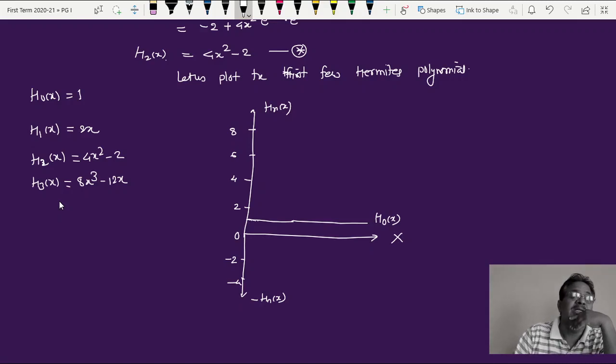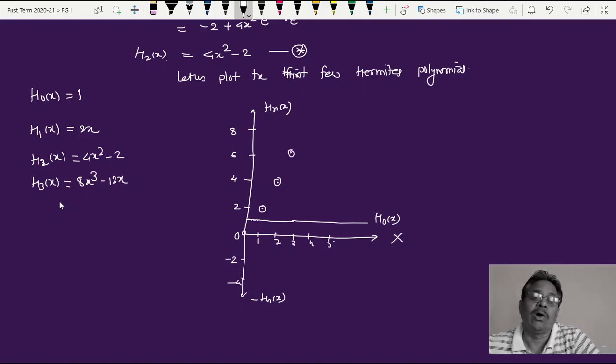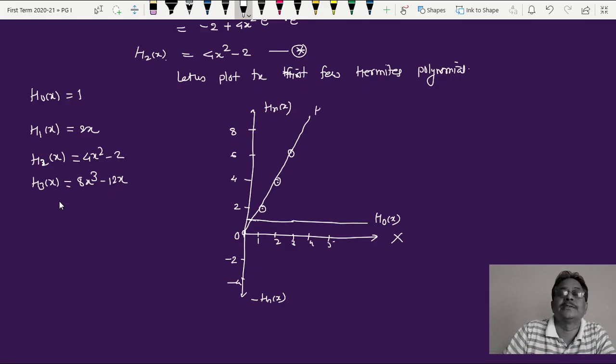Then h1 of x: whatever x is, h1 of x is double of that. When I take x to be 0, h1 of x is also 0. But when I take x equal to 1, suppose this is 1, 2, 3, 4, 5 and so on, I get twice x, so this point will be obtained here. Then I take 2, it will be 4 here. When I take 3, this will be 6 here. Connect all these points and you get the polynomial of order n equal to 1. So this is my h1 of x. It is very simple to plot because for any value of x, h1 of x is twice x, so you will get a line with a slope as shown by that curve.